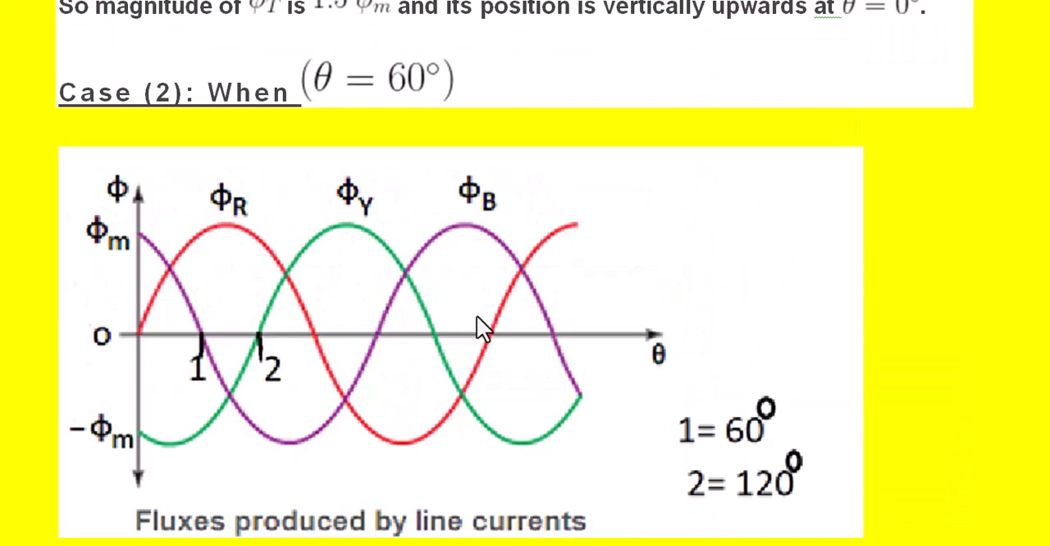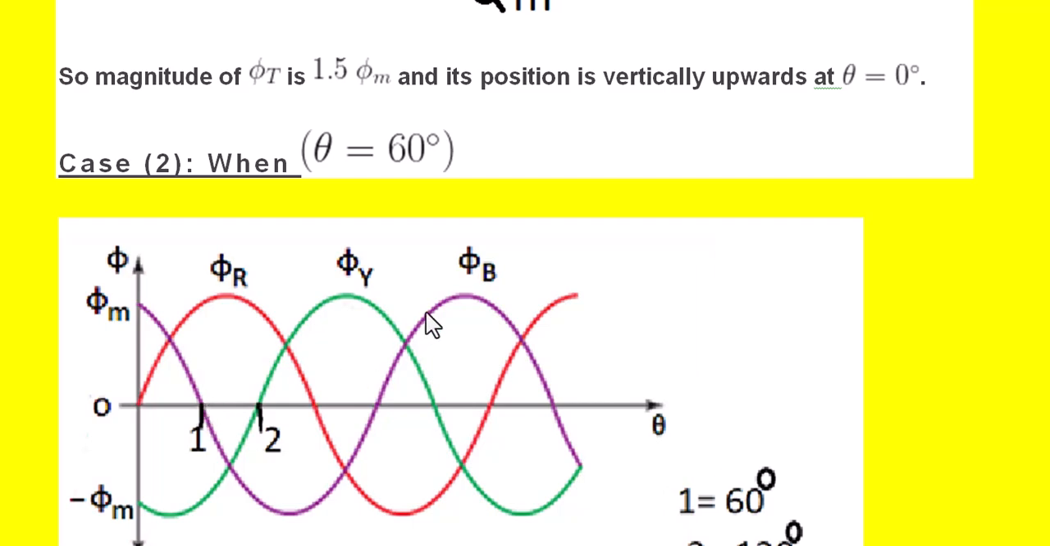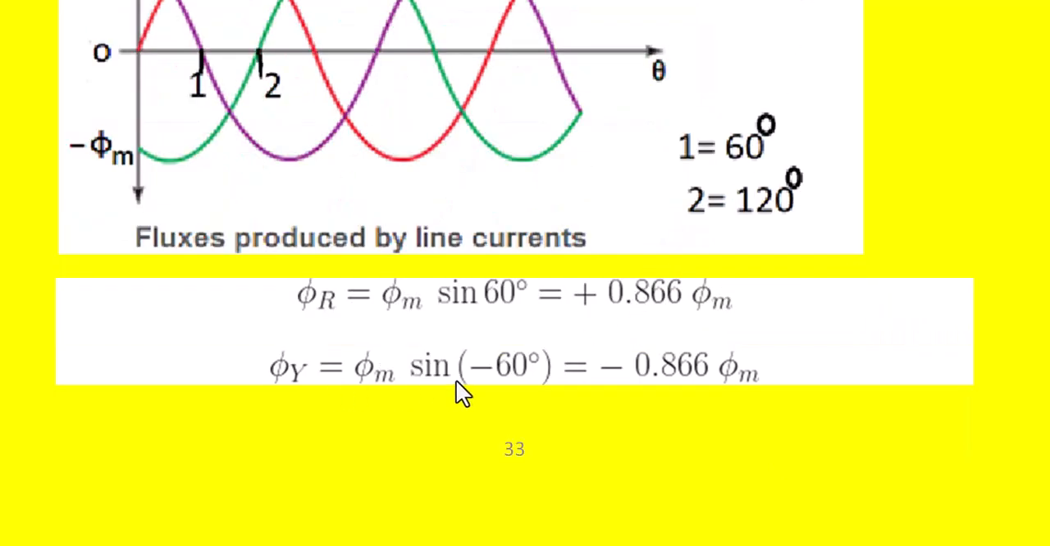So it can be observed that when theta is equal to 60 degrees, at position 1, phi b is 0, whereas other values are present. Phi y is minus, phi r is plus. So look at this, phi r is equal to phi m sine 60, which is 0.866 phi m. Similarly, phi y is phi m sine minus 60 degrees, that is minus 0.866 phi m. So all these values are coming based on the first fundamental equations.